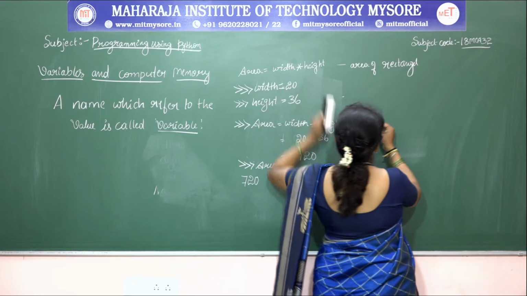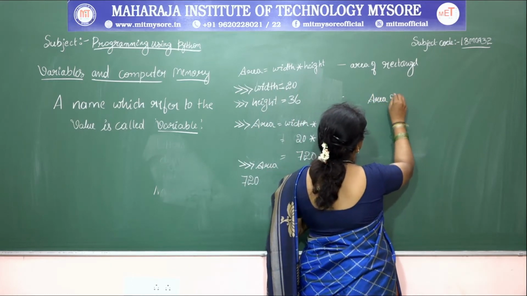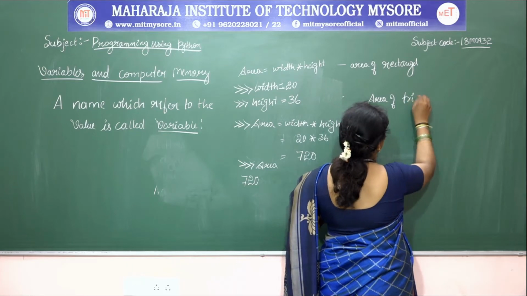Okay. Let us consider one more example with respect to the area of a triangle. So this was with respect to the area of a rectangle. Now consider the area of a triangle.